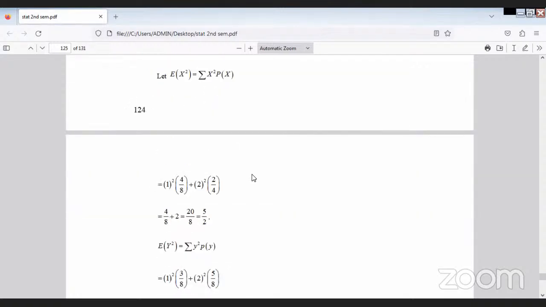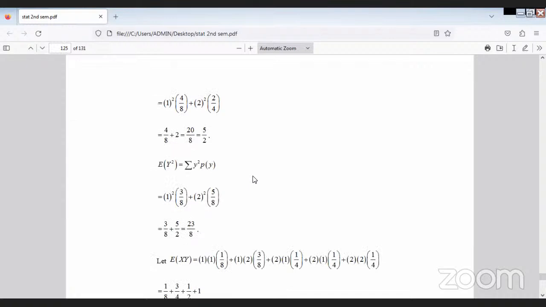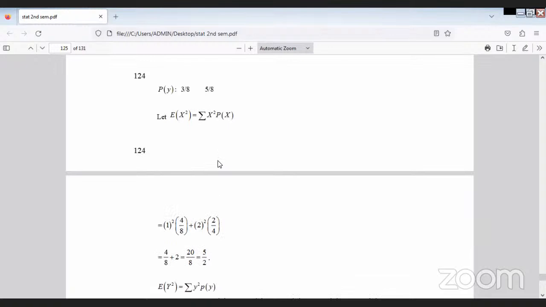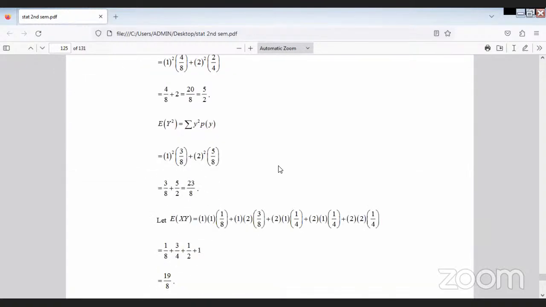Do it again, and tell me the value. Is mine correct or not? Correct, sir. 20 by 8, which is 5 by 2. Yes, sir. P of y square is equal to summation of y square p of y. That is 1 square into 3 by 8 plus 2 square. So you have to think that 3 by 8 plus 5 by 2 is 23 by 8.